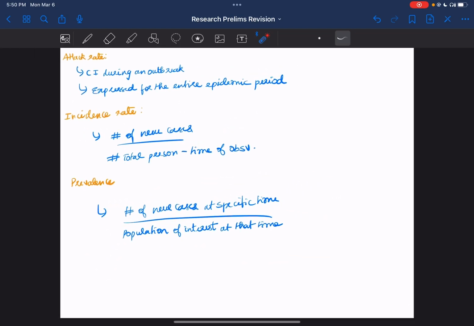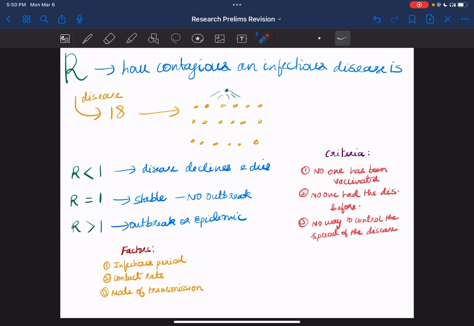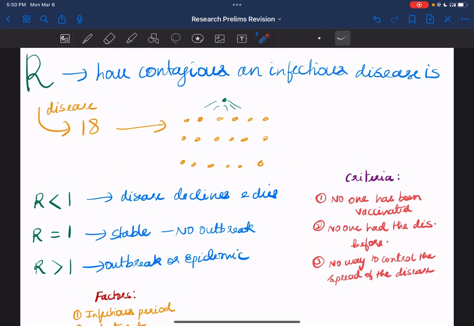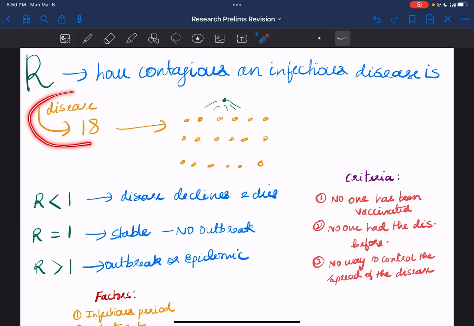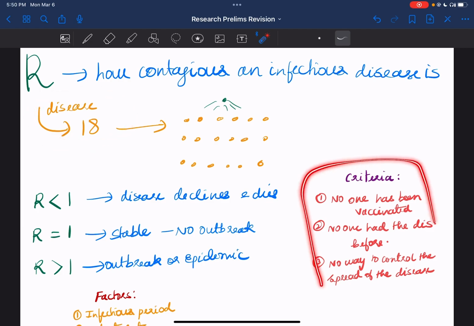That is prevalence. Now there is another interesting concept called R. Don't ask me the full form of it because I don't know. R decides how contagious an infectious disease is. For example, let's say R is 18. That means an affected person can cause the same disease to appear in 18 more human beings. That is the meaning of R. Now, for the R to be ideal, there are three criteria.